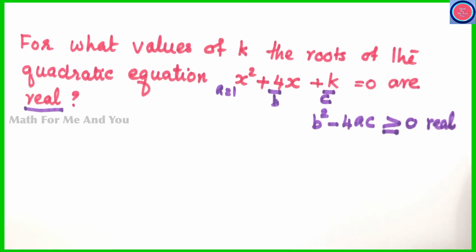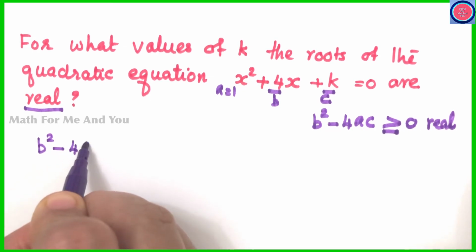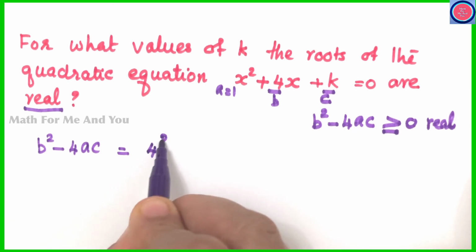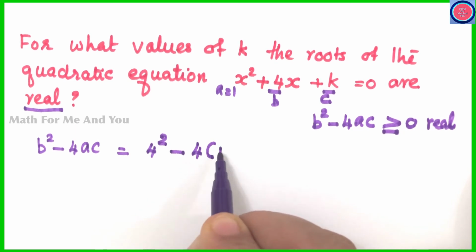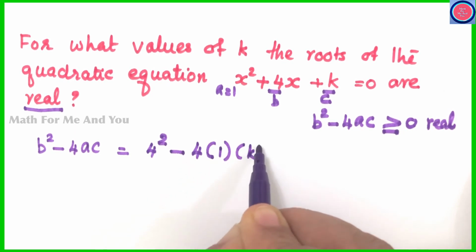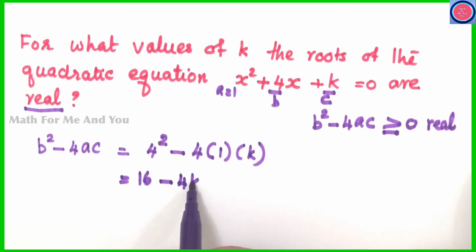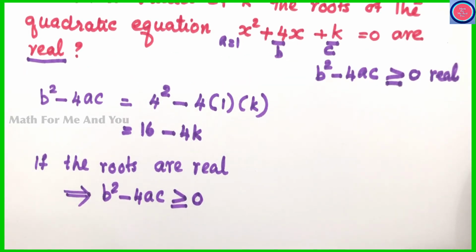Now we can write the discriminant, that is b square minus 4ac. This is equal to b is 4, so b square is 4 square, minus 4ac. 4 times a is 1 times c is k. 4 times 1 times k. 16 minus 4k. If the roots are real, we know that b square minus 4ac is greater than or equal to 0. Now we got b square minus 4ac as 16 minus 4k. So we can write 16 minus 4k greater than or equal to 0.